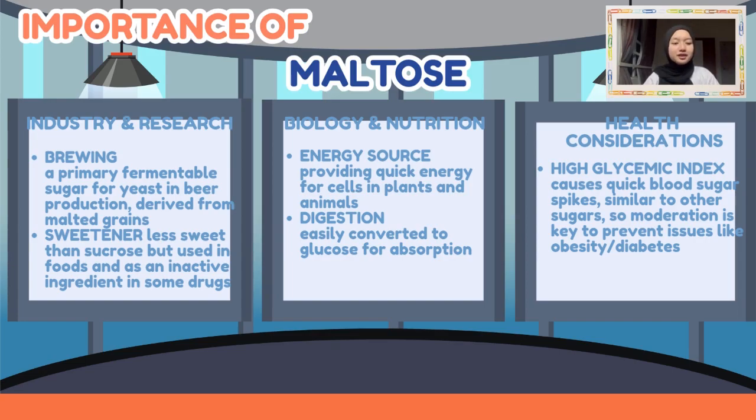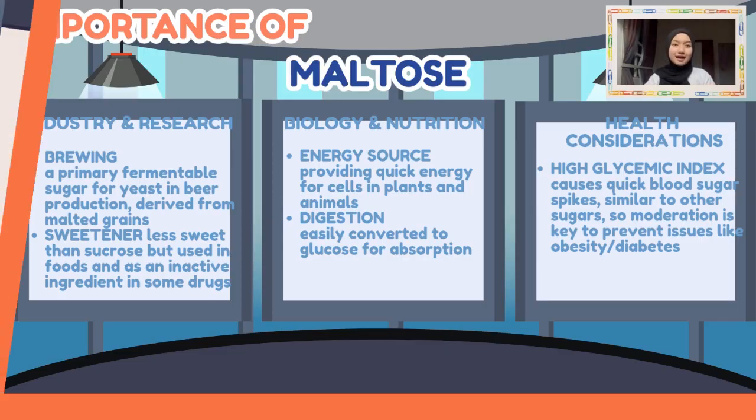It is also used as a sweetener in food products and as an inactive ingredient in some medicine. From a biology and nutrition perspective, maltose is an energy source providing quick energy for cells in plants and animals. It is easily digested and converted into glucose for absorption. However, from a health perspective, maltose has a high glycemic index, which can cause rapid blood sugar spikes. Therefore, moderation is important to reduce the risk of health issues such as obesity and diabetes.